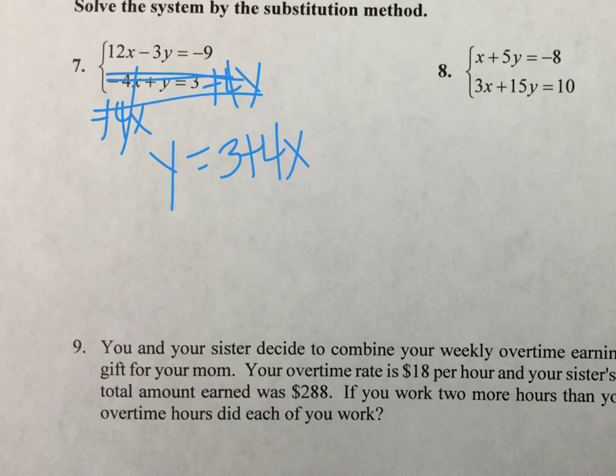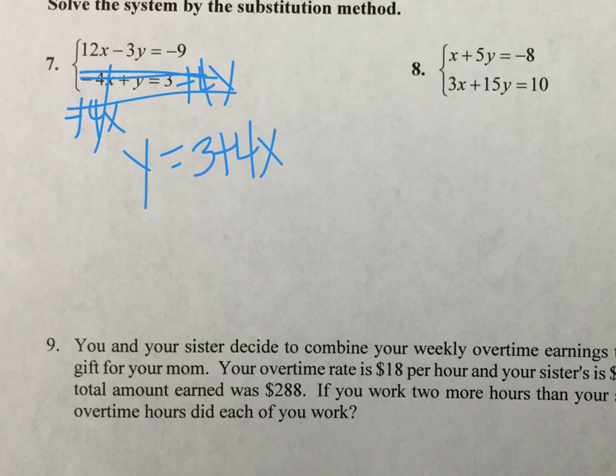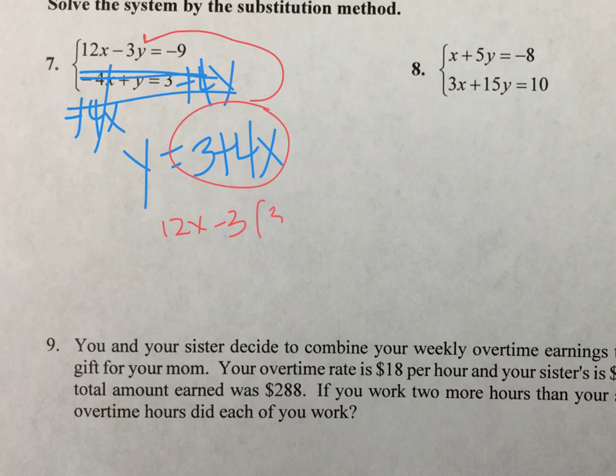All right, so increase the size of it a little bit so we can see what we're doing here. Now, with that equivalent expression, so y is the same as 3 plus 4x, I'm going to put this 3 plus 4x in the y spot in the other equation, okay? So I'm going to have 12x minus 3, but instead of y, I'm going to put 3 plus 4x equals negative 9.